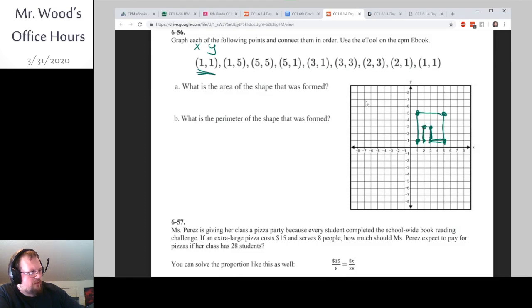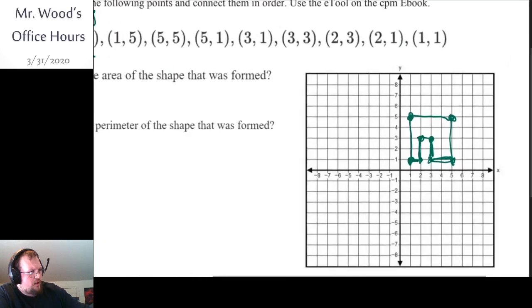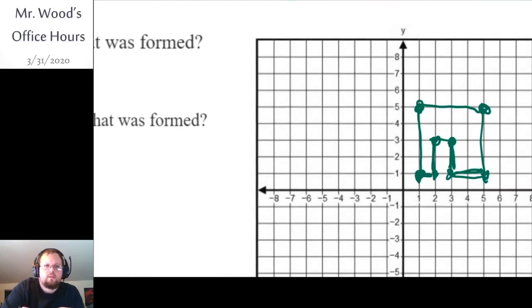So it is going to give you this weird shape that looks sort of like an upside down letter N. So if you're looking at this and you see the upside down letter N, then your goal is to find the area of that shape.